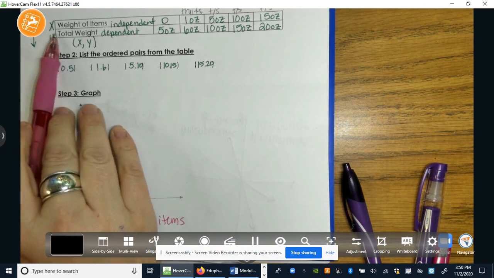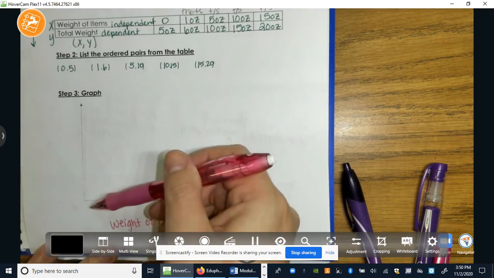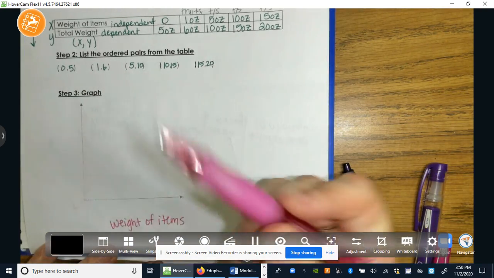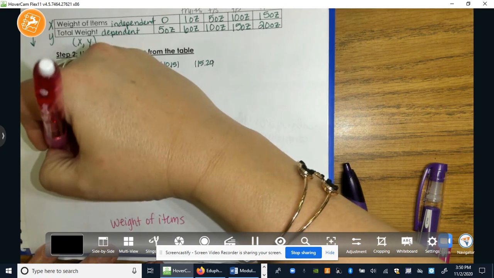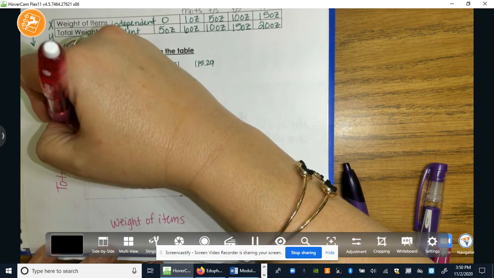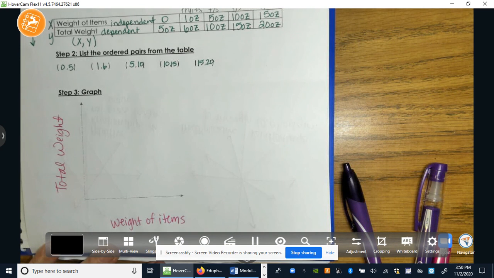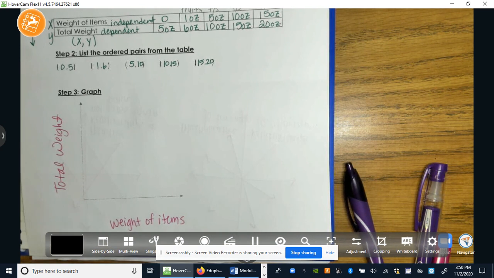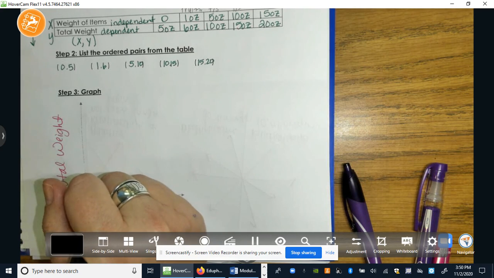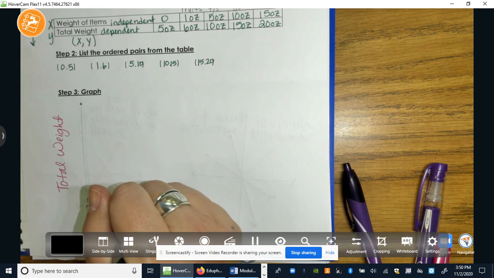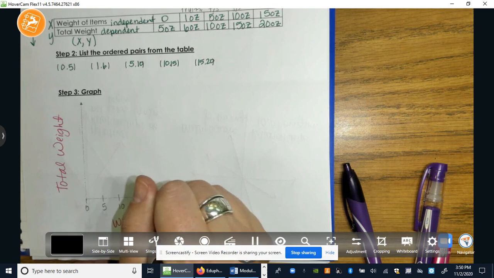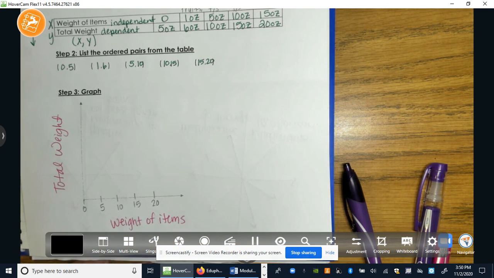Okay. Now my total weight is my dependent variable, which is going to go on the vertical line, the y-axis. So I'm going to write total weight here. Okay, now I need to label it. So I have 0, this is 0. Now I'm going to go by 5s: 5, 10, 15, 20.